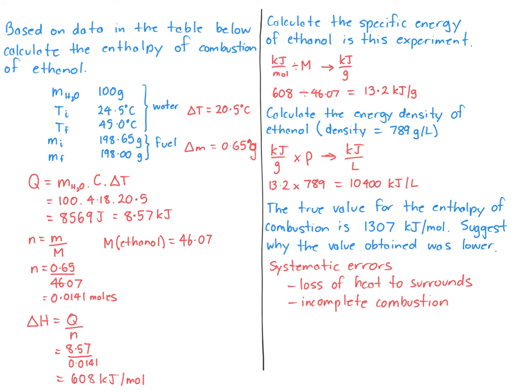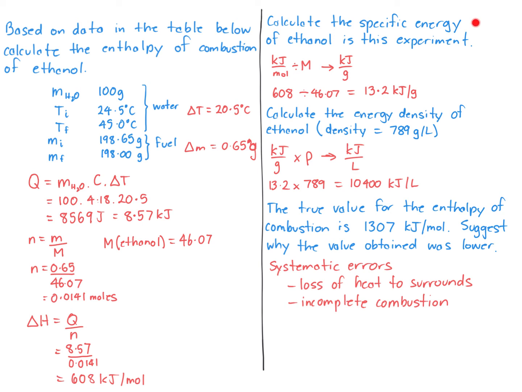When we go through that, we get a value of 608 kilojoules per mole. So in this reaction, we've calculated the heat energy released from burning 1 mole of ethanol would be 608 kilojoules. We only got 8.57 kilojoules released, but we only burnt a fraction of a mole. So that's the process for working out the enthalpy change.